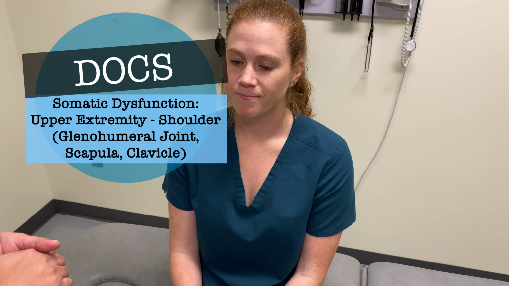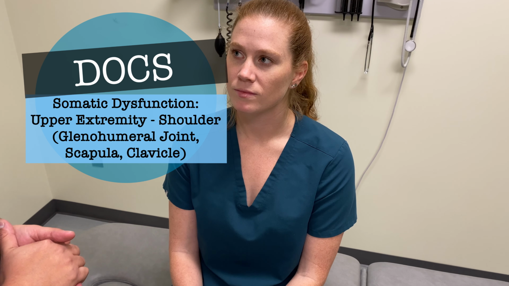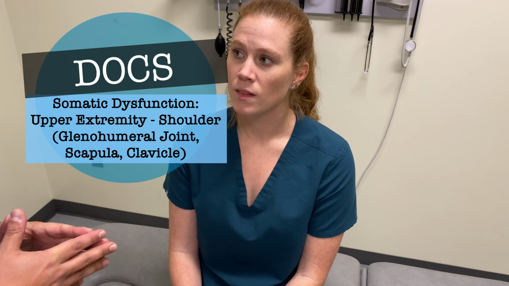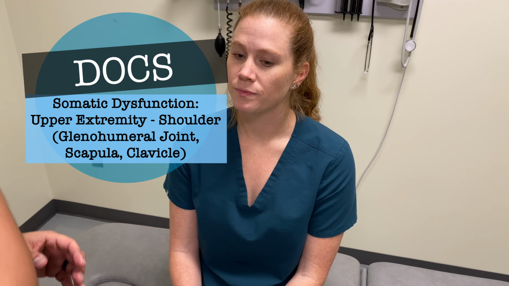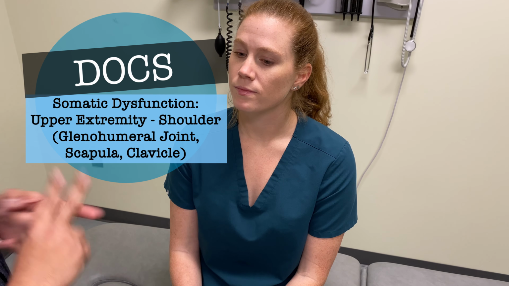Okay, so in evaluating the upper extremity for somatic dysfunction, we're going to begin with somatic dysfunction evaluation for the shoulder region, which is going to include the clavicle, glenohumeral joint, and scapula.